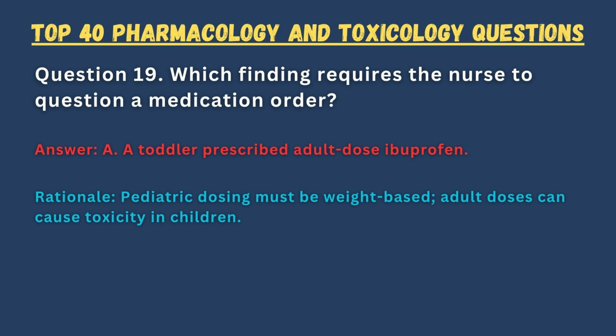Answer: A. A toddler prescribed adult dose ibuprofen. Rationale: pediatric dosing must be weight-based. Adult doses can cause toxicity in children.